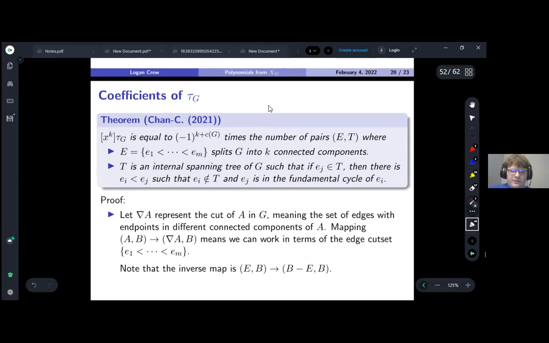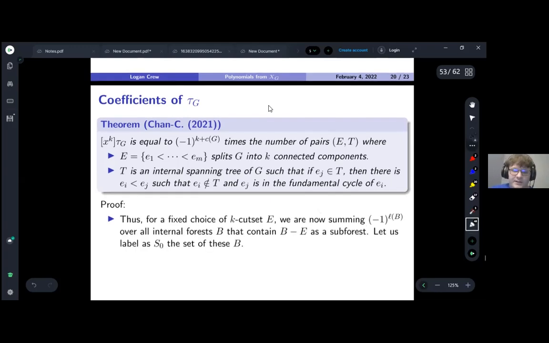We are basically going to map a to its set of cut edges. So a is a forest in the graph. We are going to map a to the set of edges that connect to distinct blocks of A. This is invertible, and this means that we can now work in terms of these edge cut sets.